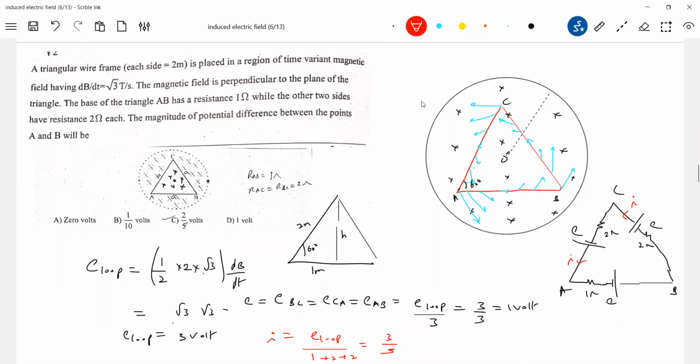Then calculate the potential difference. If just a part of the loop is in the magnetic field, a part will lie outside. Here the total loop will be oriented. In any of the conditions, he may bring it here.